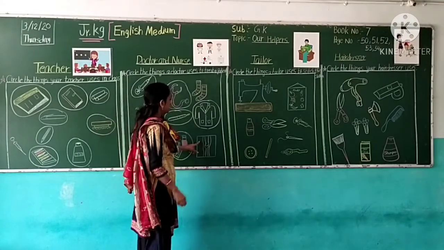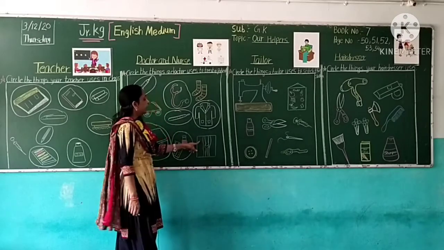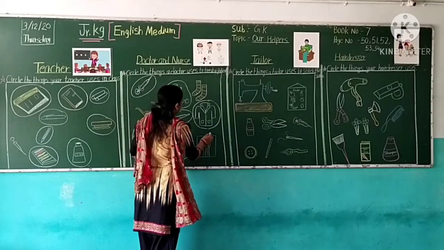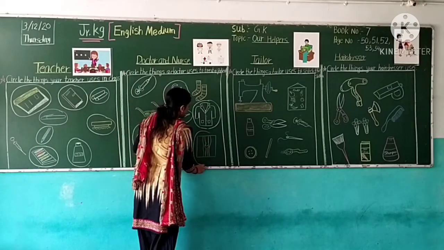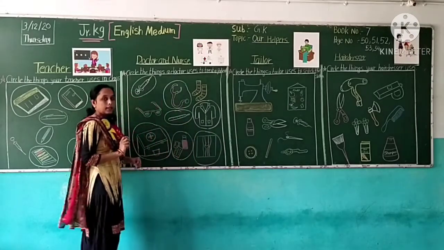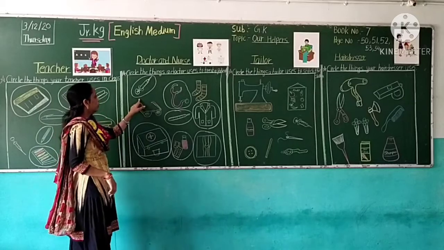And what is this? Which picture is this? X-ray. So here we circle the X-ray. These things are used by a doctor. Okay. Repeat again one more time. What is this? Injection. Okay.